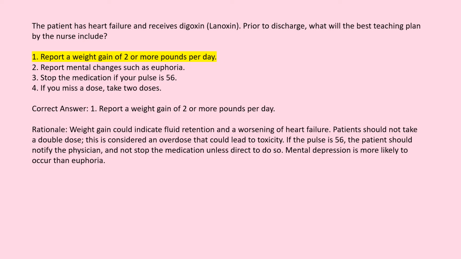Correct answer. 1. Report a weight gain of 2 or more pounds per day. Rationale. Weight gain could indicate fluid retention and a worsening of heart failure. Patients should not take a double dose. This is considered an overdose that could lead to toxicity. If the pulse is 56, the patient should notify the physician and not stop the medication unless directed to do so. Mental depression is more likely to occur than euphoria.